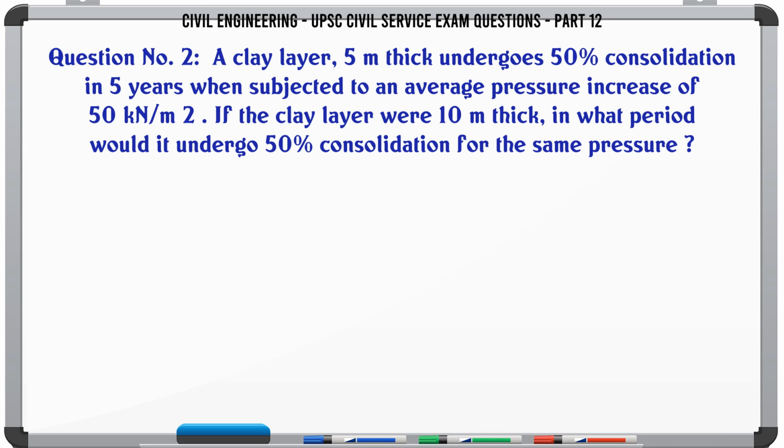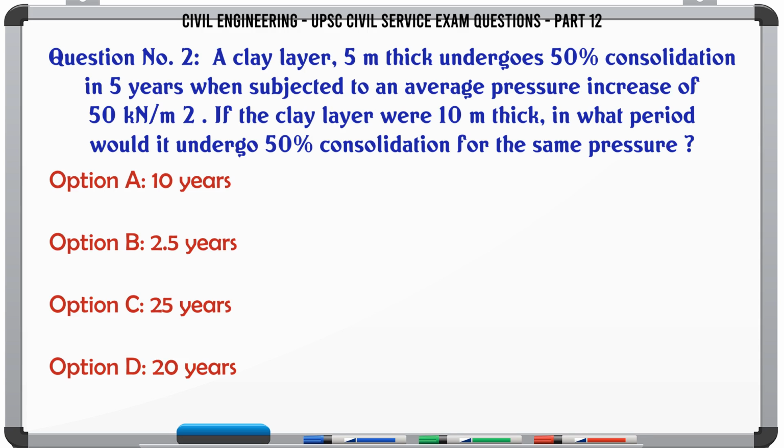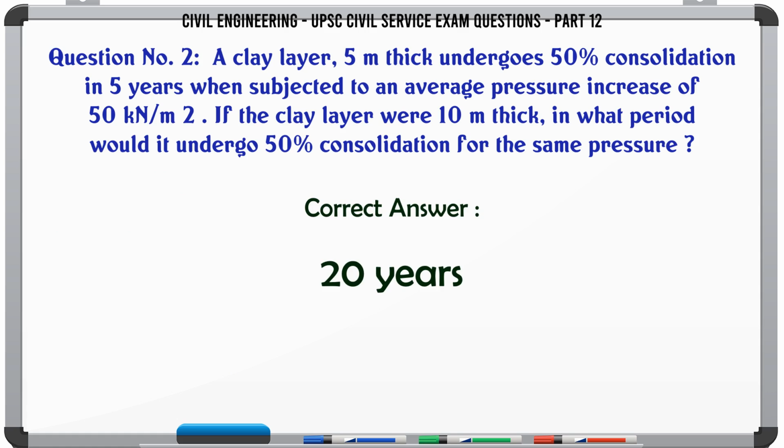A clay layer 5 m thick undergoes 50% consolidation in 5 years when subjected to an average pressure increase of 50 kN/m². If the clay layer were 10 m thick, in what period would it undergo 50% consolidation for the same pressure? A. 10 years. B. 2.5 years. C. 25 years. D. 20 years. The correct answer is 20 years.